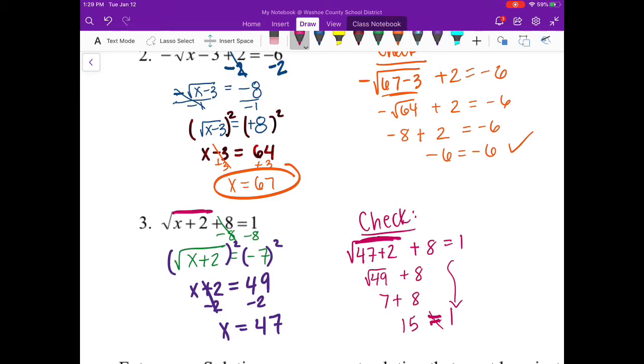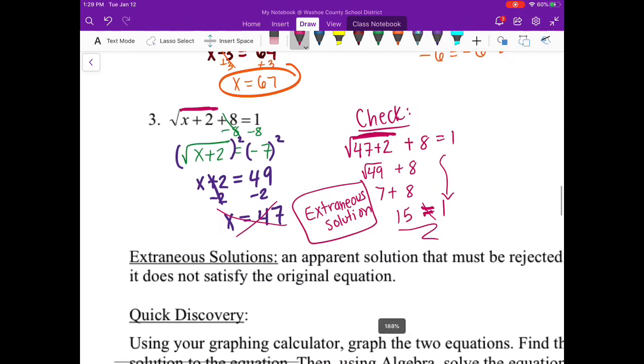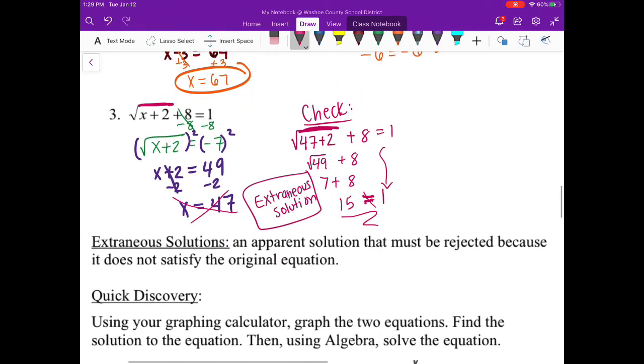And so what would have happened if you didn't check? You would have gotten this answer incorrect. Okay, so when this is not a true statement, that's not your answer. So you are going to say that we have an extraneous solution. Extraneous solution, okay? And an extraneous solution is a solution that must be rejected because it does not satisfy the original equation. That's why it's super important that you always go back and check, make sure it works if that's the case.